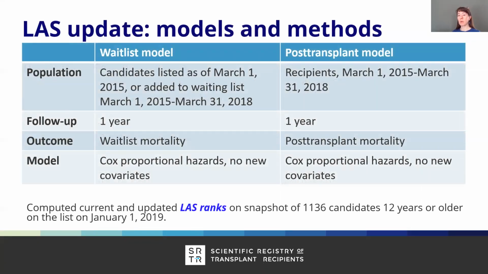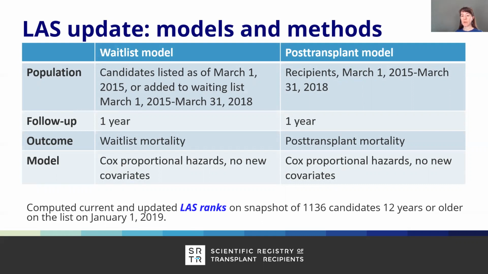Models and methods are similar to the way the current LAS is produced. The waitlist model used an updated cohort of patients from 2015 to 2018, as did the post-transplant model. The waitlist model outcome was 1-year waitlist mortality, and the post-transplant model outcome was 1-year post-transplant mortality. Each model was a Cox proportional hazards model. It used the same LAS components that are currently in use. No new covariates were introduced.